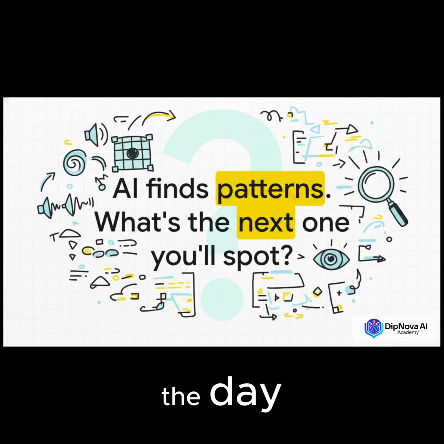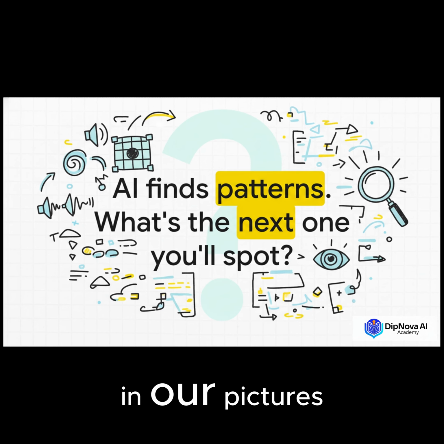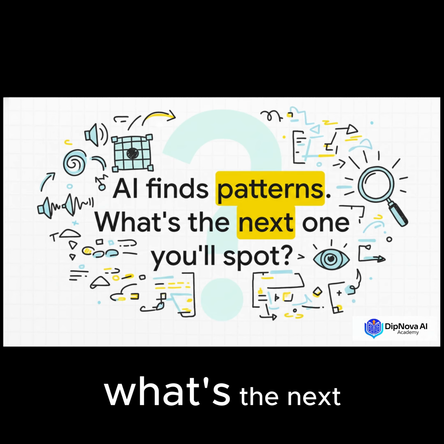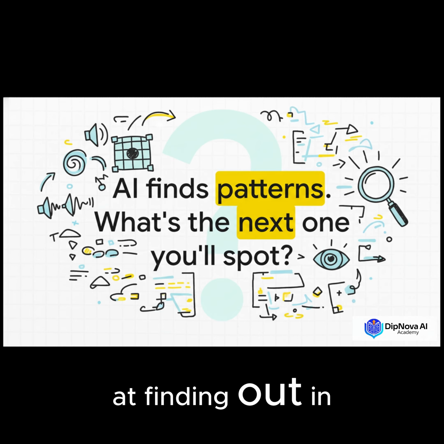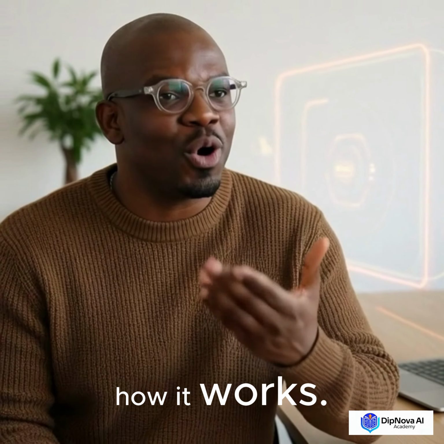So, at the end of the day, that's really all modern AI is. It's a pattern-finding machine. It finds patterns in our words, in our pictures, and in our sounds to help us in all sorts of ways, big and small. The only real question is, now that you know what you're looking for, what's the next pattern you'll spot it finding out in the wild? I hope you now understand modern AI and how it works.